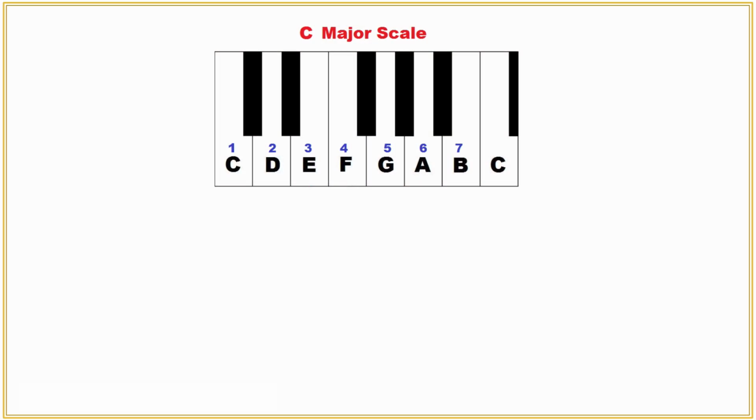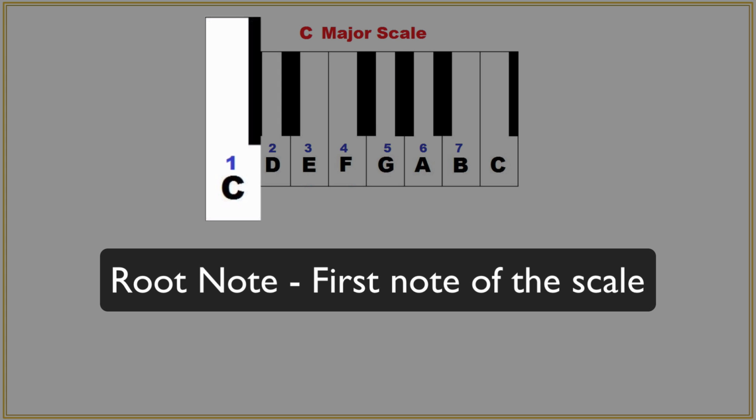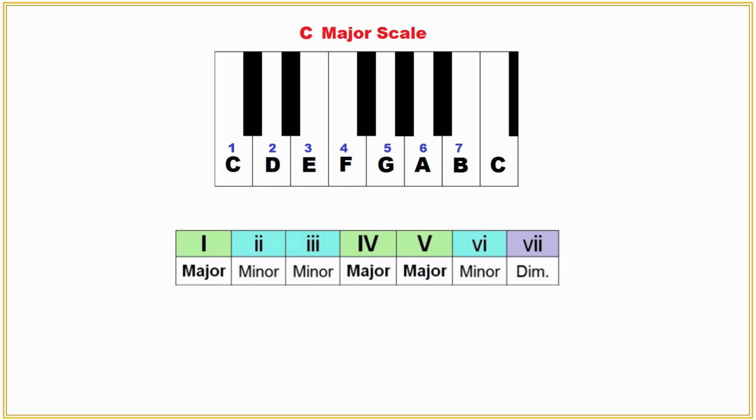Now, as we see here in the C major scale, every note in the scale is also represented with a number. Because we're in the C major scale, C is the first note of that scale, so it's the root note. And D would be the second note, and E the third, and F the fourth, and so on. The same rules apply when it comes to the chords for that scale.